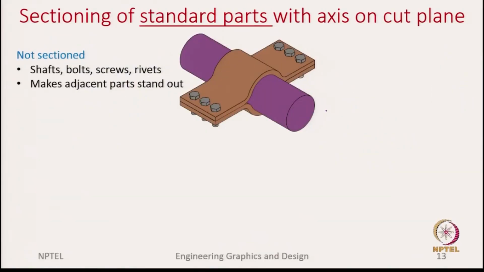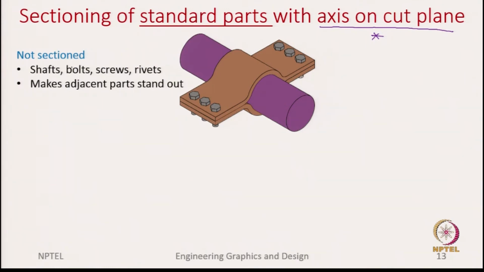This we have already mentioned previously, saying that there are some instances when even though your section plane cuts the object or a part, sometimes you need not do the hatching. And what are those special cases? We do that for standard parts, and especially when their axis is on the cut plane. So, this is very important to say that the axis of the part should be in the cutting plane.